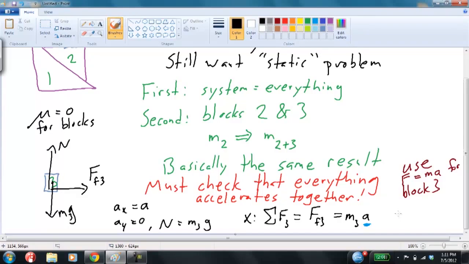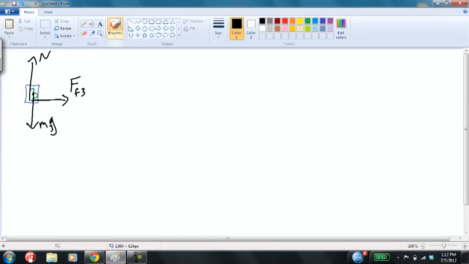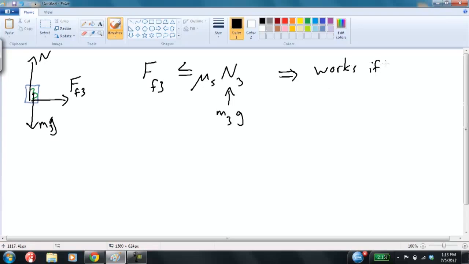So now I know that I have static friction, so F3 better be less than or equal to mu3 times the normal force on 3, and we already solved for that. That's M3G. The implication is this all works only if mu_s is greater than some amount. Basically, it's got to be bigger than the tangent of theta, I think, will work out in the end.